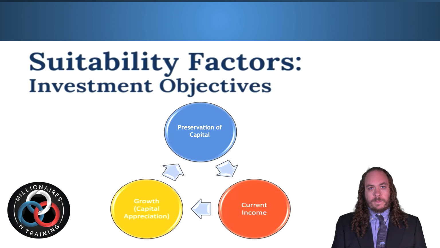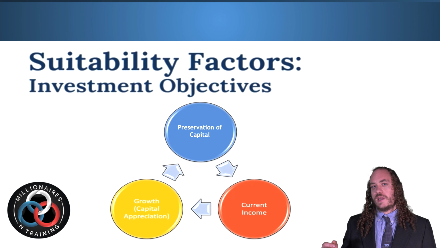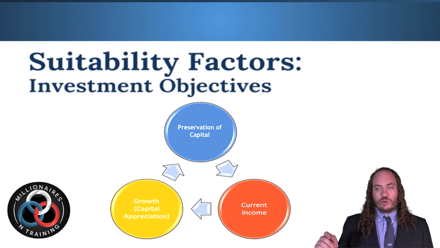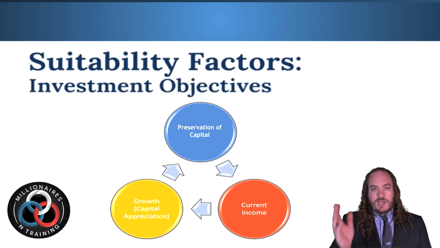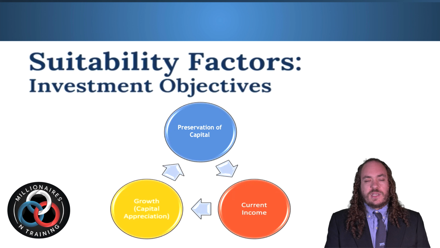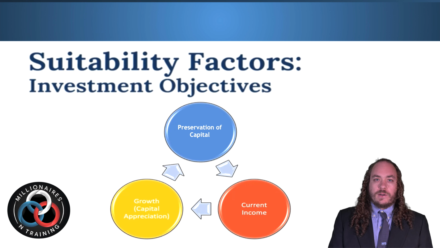Preservation of capital. This is really where investors who don't want to lose the principal investment they're putting in, they don't want to risk it. People who have preservation of capital usually need that money for a specific purpose, like short term, they're buying a house, you put them in a money market. And then finally, the older we get, the more income we want to receive from the securities in our retirement plan to live on. So current income is that third investment objective.